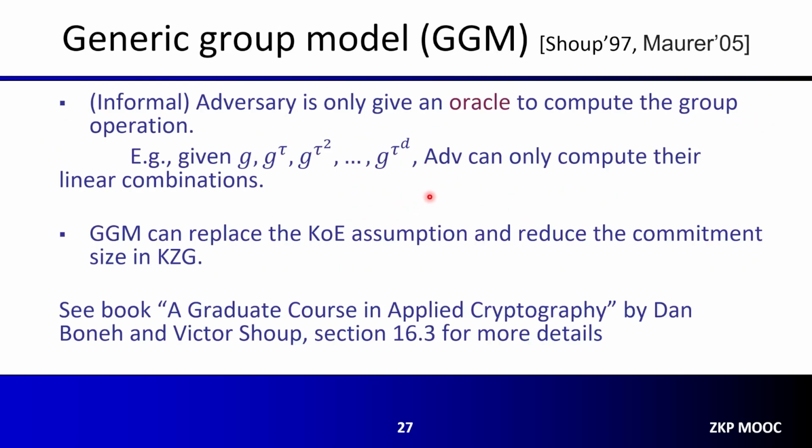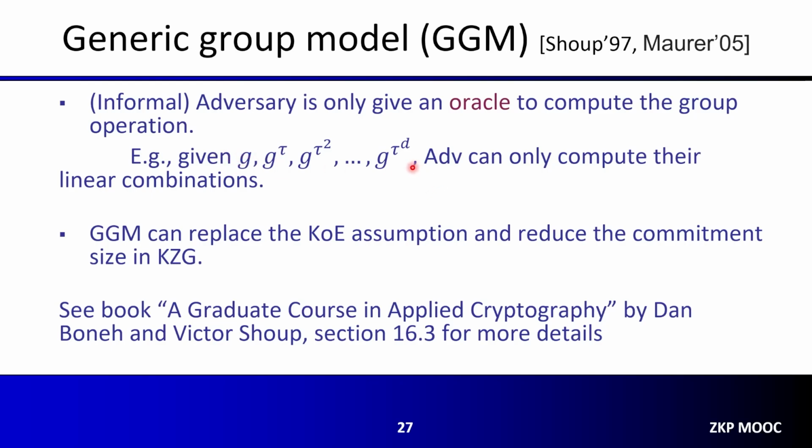In order to further improve this, we can also prove the security in a model called the generic group model, GGM. In GGM, informally speaking, the adversary is only given an oracle to compute the group operations. What it means is that given a set of global parameters, the adversary can only compute their linear combinations in order to get another group element in the base group. There is no other way for the adversary to, for example, sample a random point that happens to be another group element in the base group.